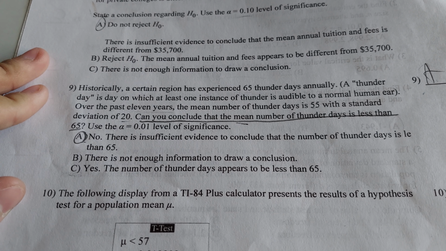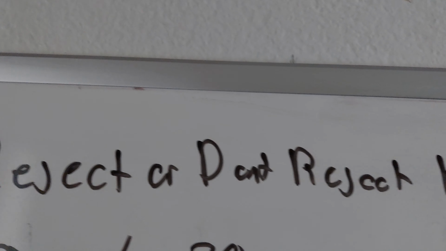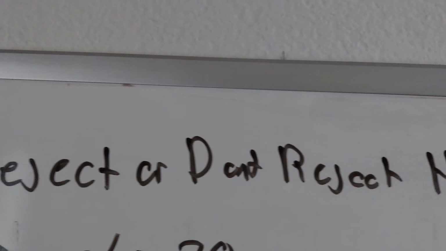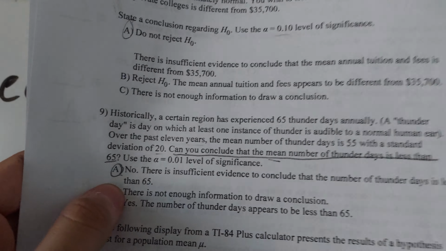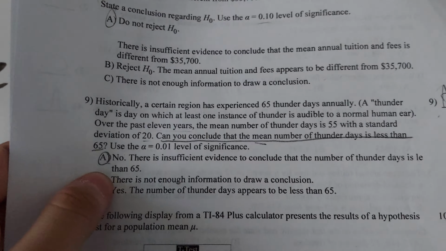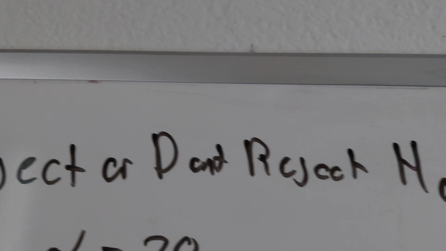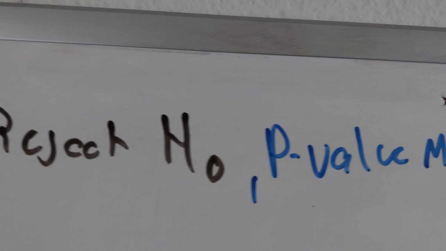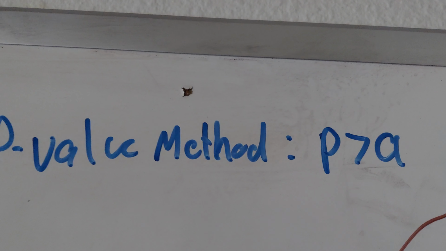So, let's go over to the whiteboard. For number 9, we're checking if we reject or don't reject H0, but not necessarily to check if it's valid, but to check if H1 works. If H0 does work, that means H1 does not work. So we're going to reject or not reject H0 by the p-value method, which is checking if p is greater than alpha.